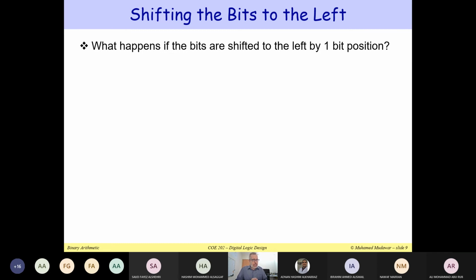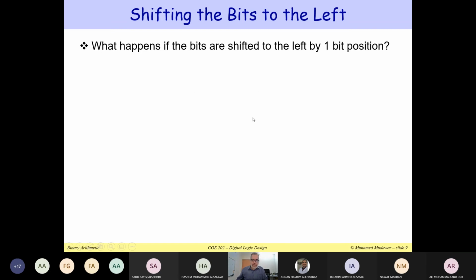Let me talk about shifting the bits. What happens if the bits are shifted to the left by 1 bit position? This is a question to you. What happens if I shift the bits to the left by 1 bit? We multiply by 2, yes. Abdul Malik? We multiply by 2. Exactly.